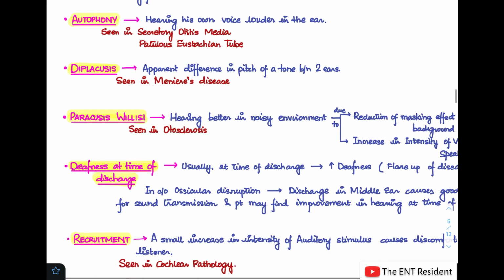Now, there are certain terms that you have to know which are associated with hearing loss. The first is autophony. Autophony is when you hear your own voice louder in the ear. Now, autophony is seen in secretory otitis media and in a patulous eustachian tube. Next is diplacusis. Diplacusis is when there is an apparent difference in the pitch of a tone between the two ears. So, the same tone is heard with a difference in pitch between the two ears. This is a characteristic feature seen in Meniere's disease.